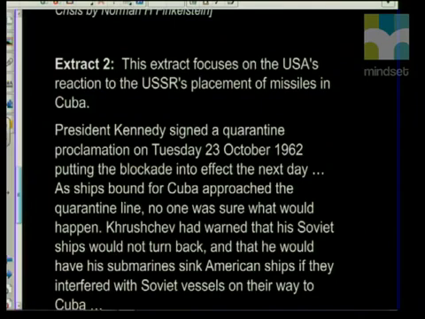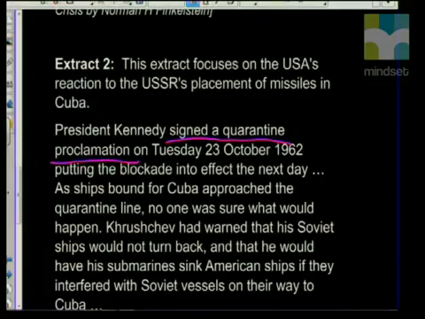Okay, now the first thing that JFK did was he signed a quarantine proclamation. Okay, that is very, very important. Okay, you know what a quarantine is, a blockade. So he put a blockade into effect the next day. Again, they are not going straight into war, but they are trying other avenues so that a nuclear war does not take place.